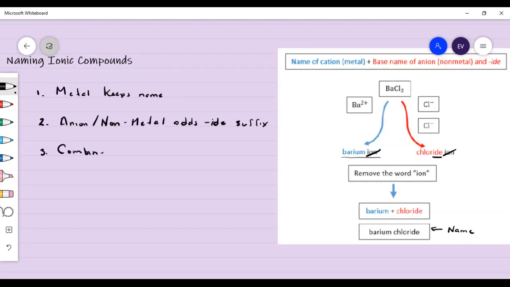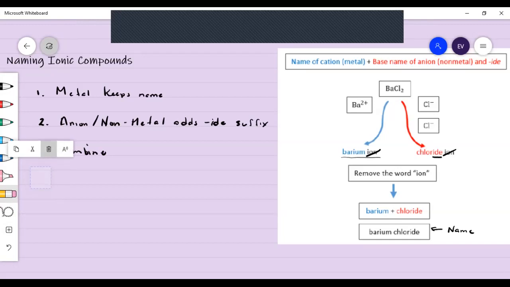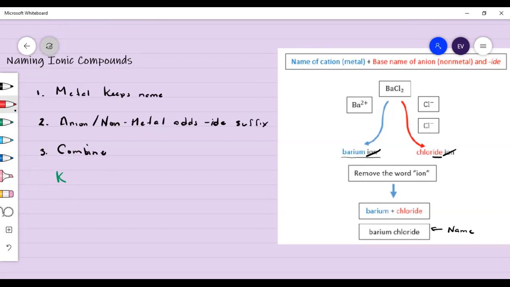So I'm going to give you an example here of how this works. I'm going to take an example of calcium. You know what? I have to stop using C's because this always does this to me. Let me see here. All right, let's do potassium and sulfur. So potassium and sulfur.